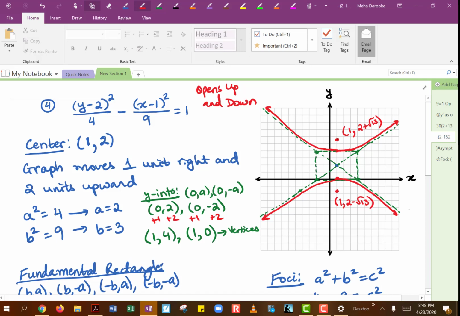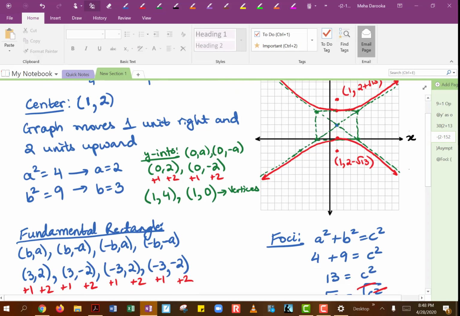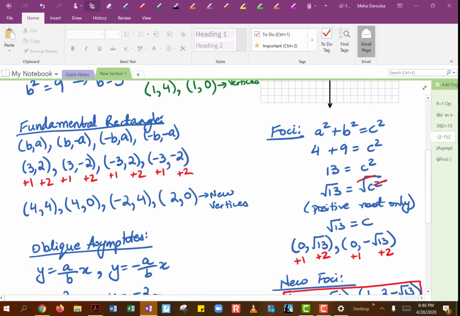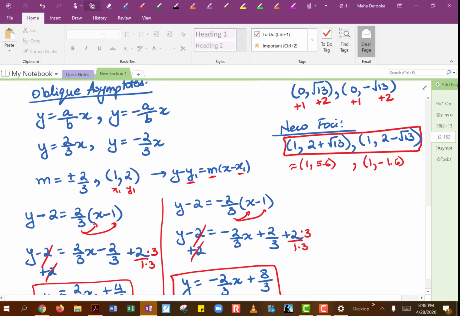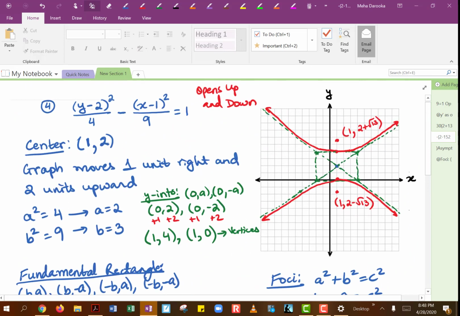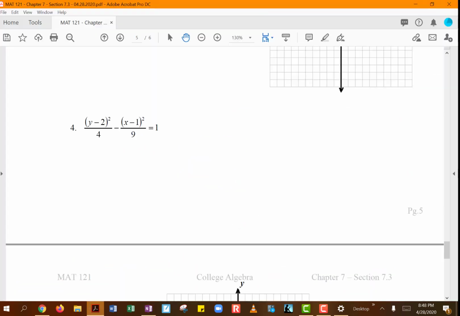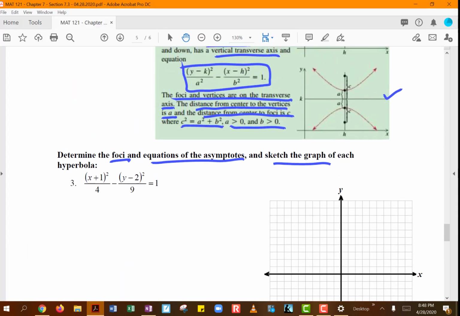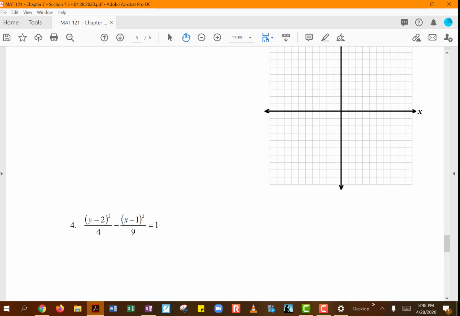Okay, so we moved our y-intercepts, we moved our vertices for the fundamental rectangle, we got the equation for our oblique asymptotes, and then we found the new foci values. So we have basically done everything that they had asked us to do here in these two examples.